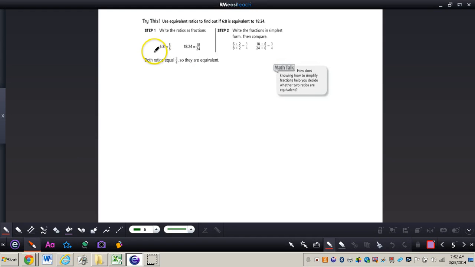Okay, so you can see for step 1, we wrote the 6/8 ratio as a fraction, and 18/24 as a fraction here. Step 2, you can see that 6/8, if you simplify that, does give you 3/4. 18/24, you divide by the greatest common factor, which is 6. Simplest form is 3/4. So both ratios equal 3/4, so they are equivalent. So you can see the steps. First of all, you turn it into a fraction, then you simplify both fractions, and if the simplest forms are both equivalent, then you have an equivalent ratio.